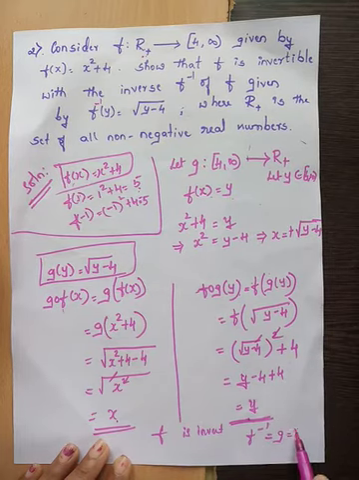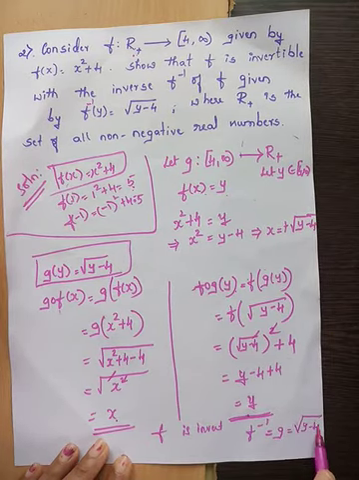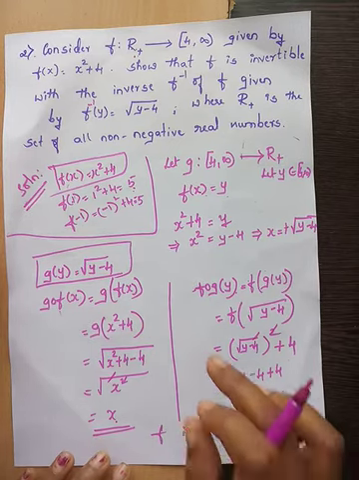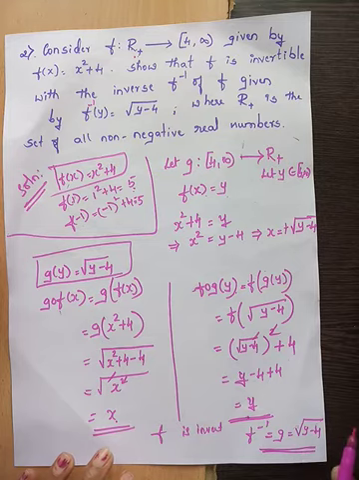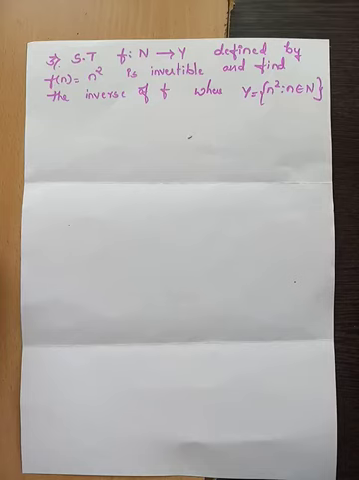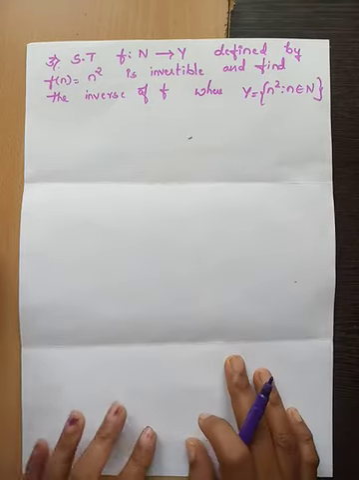But what is g? g is square root of y minus 4. So, we have proved that the given function is invertible and its inverse is square root of y minus 4. Okay, hope this is clear. We will solve one more problem related to this. Okay, so the next question.